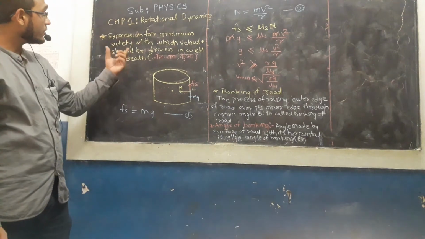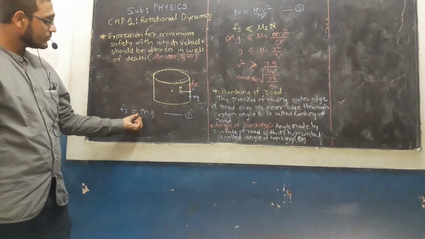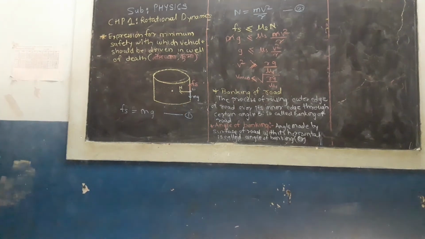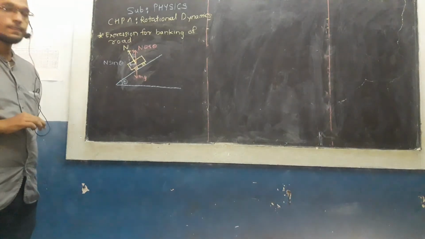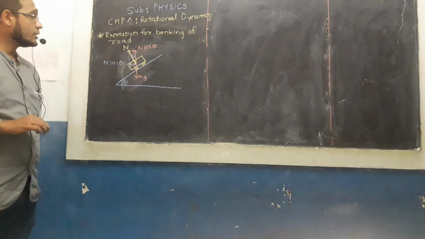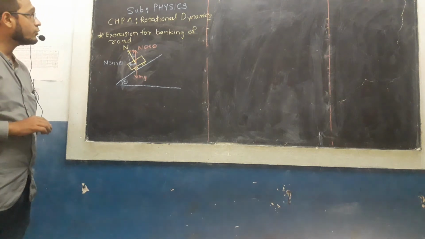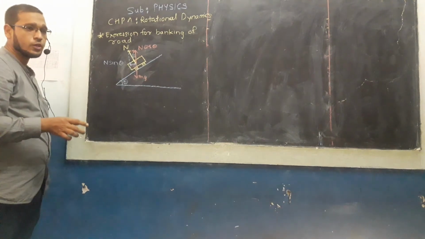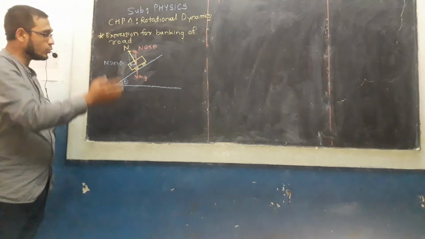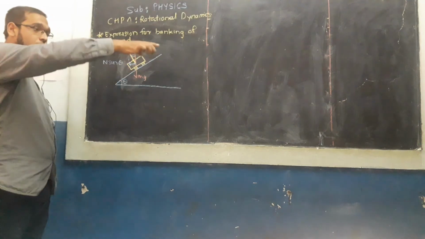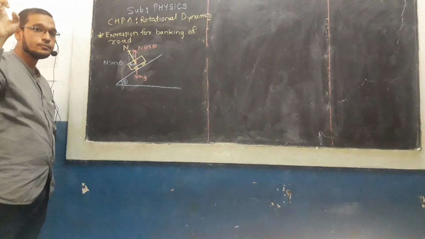So we have seen the derivation of the well of death and the definition of angle of banking. So the next point, expression, derivation for banking of road. Consider a vehicle which is moving on a curved banked road. Road is banked by a certain angle. For example, over Bhosta Ghat.